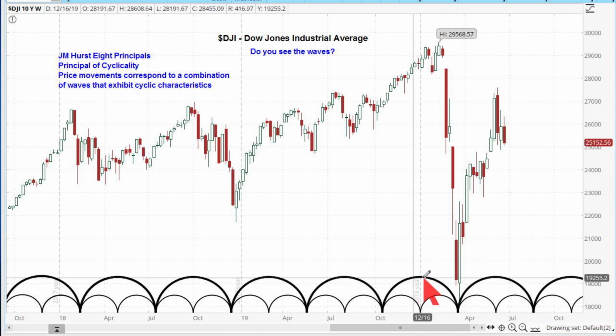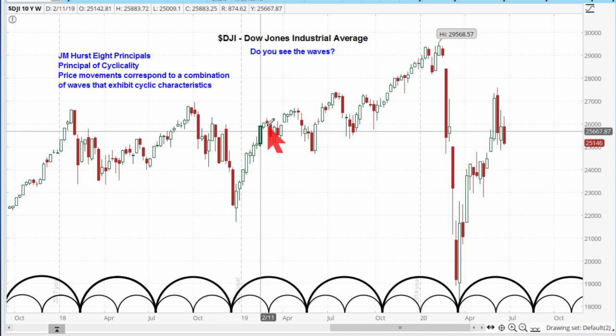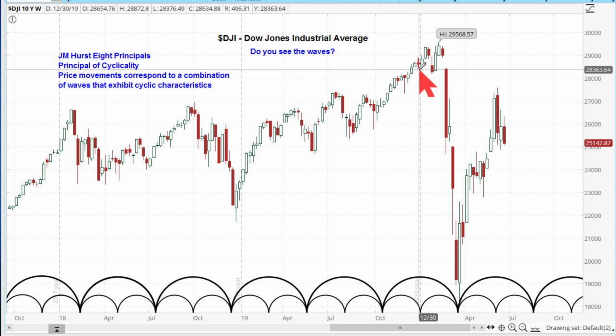And there are 2 cycles in here, what we call a dominant and a minor. And this is a cyclic harmonic family, we call that. There are countless cycles that all work together. And one of the principles is the principle of summation, where the sum of all of the cycles that you see here are actually what happens on the real price chart.